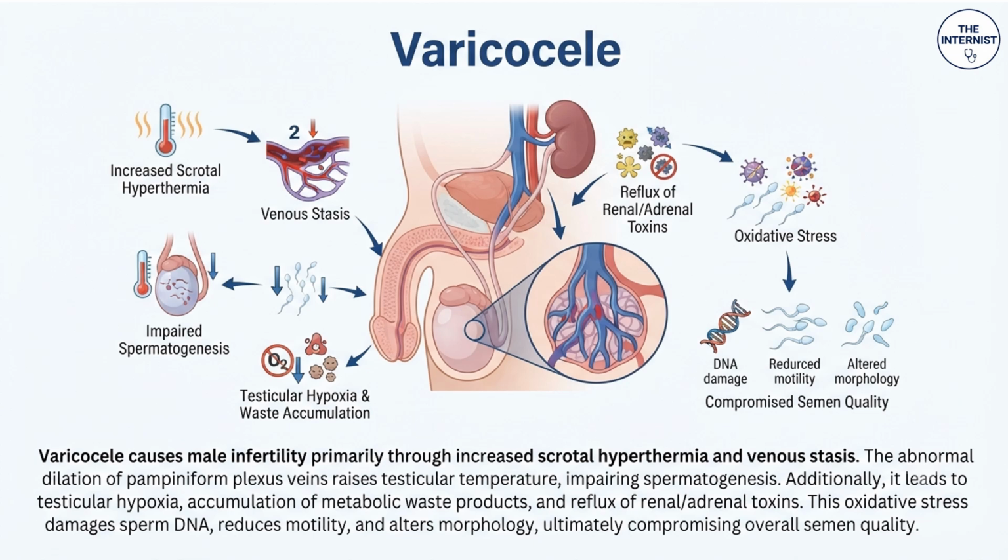Varicocele causes male infertility primarily through increased scrotal hyperthermia and venous stasis. The abnormal dilation of pampiniform plexus veins raises testicular temperature, impairing spermatogenesis. Additionally, it leads to testicular hypoxia, accumulation of metabolic waste products, and reflux of renal/adrenal toxins. This oxidative stress damages sperm DNA, reduces motility, and alters morphology, ultimately compromising overall semen quality.